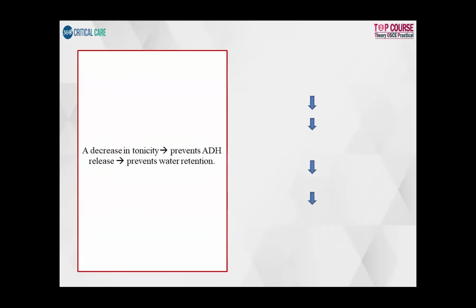So normally, if there is a decrease in tonicity, okay, decrease in tonicity means, for example, if the patient is fluid overloaded, there will be decrease in tonicity. At that situation, the hypothalamus will send a signal to the posterior pituitary to prevent the ADH release. So when the ADH is not released, what happens? It prevents water retention and leads to free water diuresis.